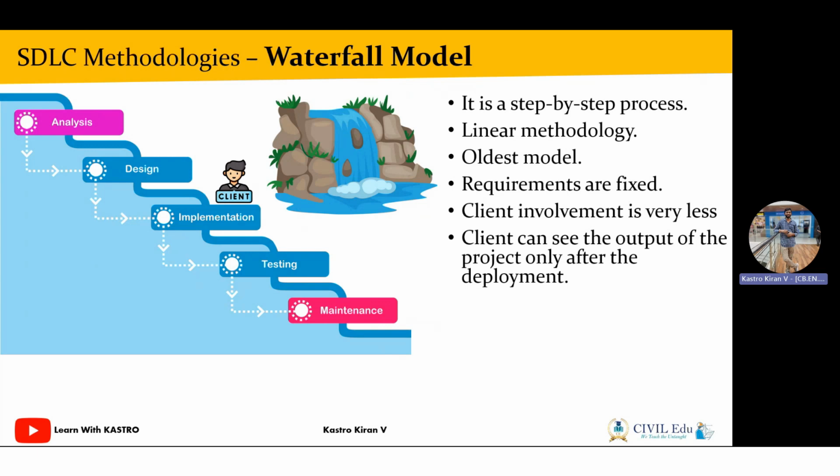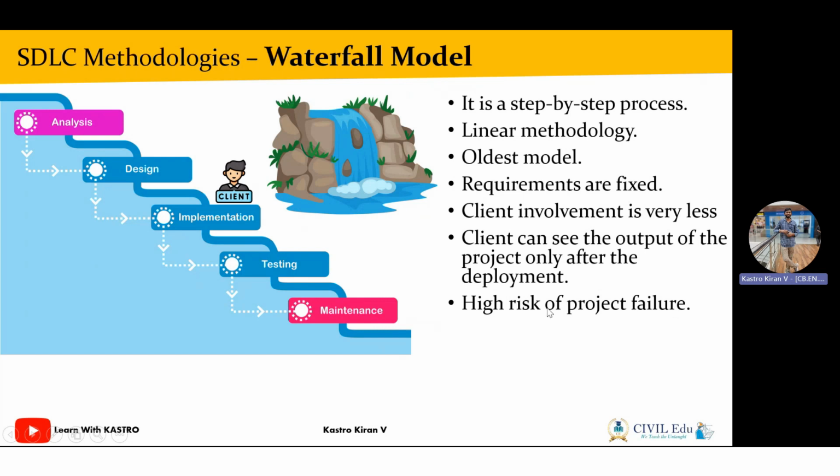So that's one more disadvantage, because the client can see the output only at the end of the project. And here there is a high risk of project failure. Why will there be a high risk of project failure? The reason is, let's say you are ready to deploy that application into the server. Now, if the application doesn't function at the last stage, what will happen? There will be a risk of project failure.